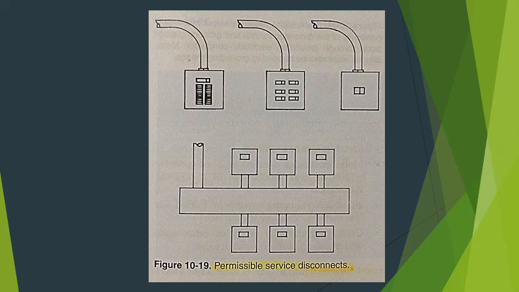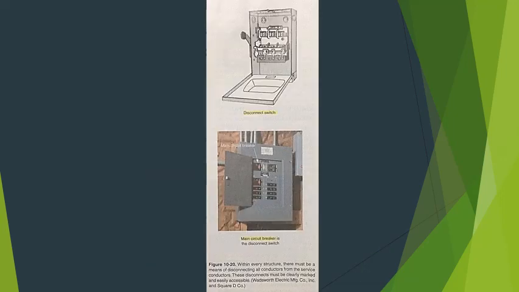The main disconnect and service panel. There must be equipment that will disconnect all wiring from the power source. This can be arranged by using a single main disconnect switch or a main circuit breaker that is part of the service panel. See figure 10-20. Regardless of the method used, the disconnect must be located in an accessible place. Further, it must be located as close as possible to the point where the service conductors enter the structure.